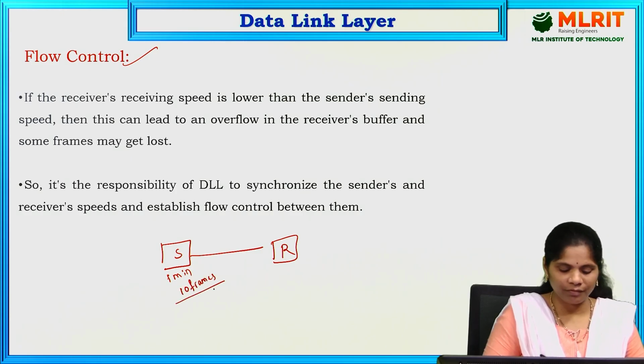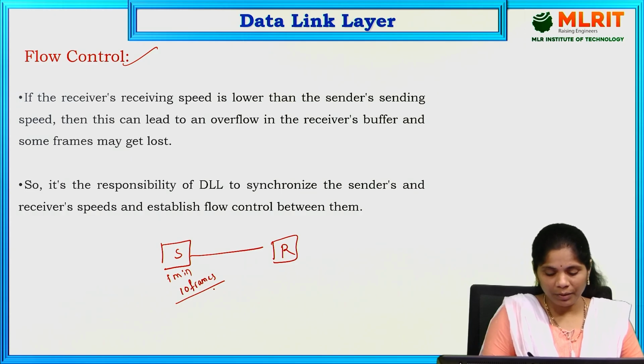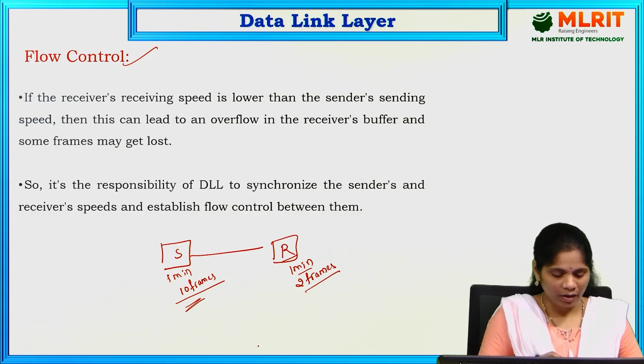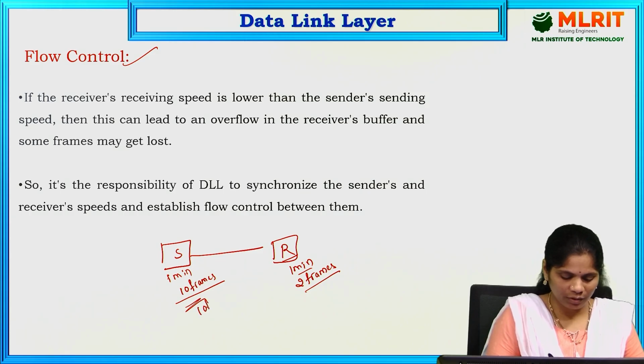In 1 minute, the sender will send 10 frames. Coming to the receiver, for 1 minute, it will receive only 2 frames. For every minute, it will send 10 frames, and for every minute, it will receive only 2 frames. Again, next minute, it will send 10 frames, but the receiver is receiving only 2 frames.